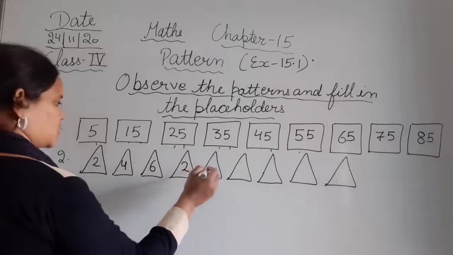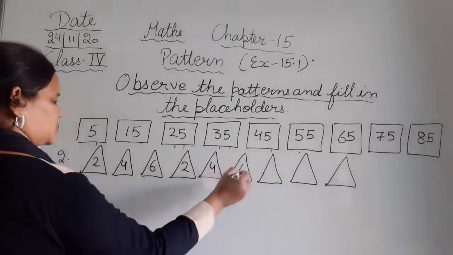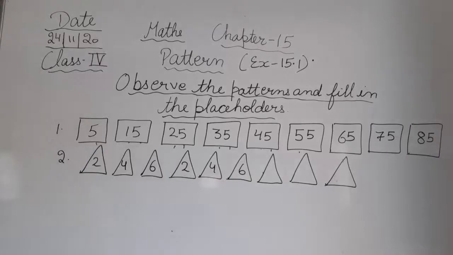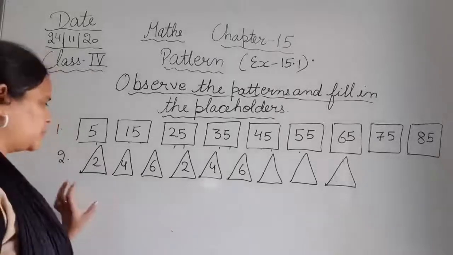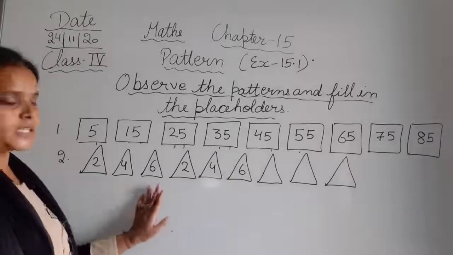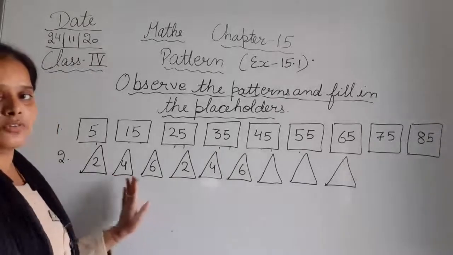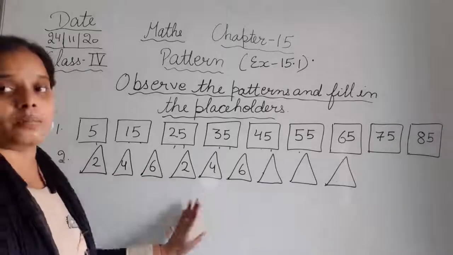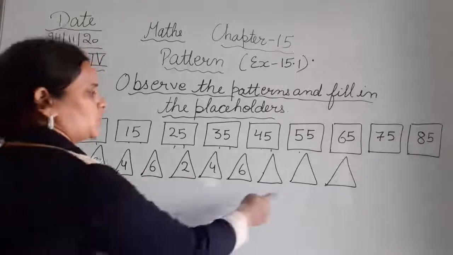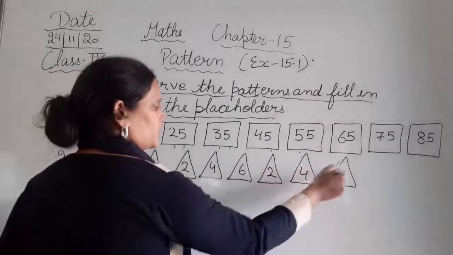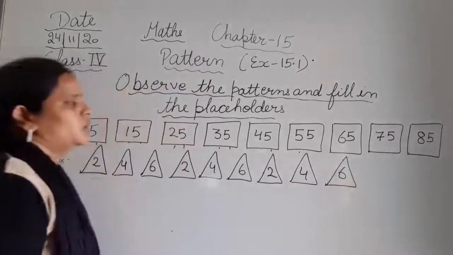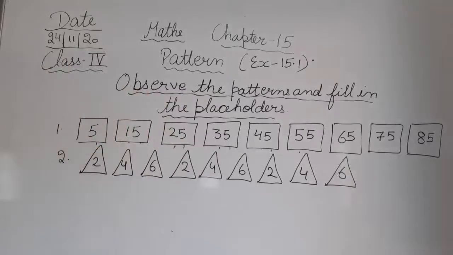2, 4, 6. So देखिए यहाँ पे क्या पैटर्न फॉलो हो रहा है. Here it is 2, then it's 4, then it's 6. Again it's 2, 4 and 6. So that means they are repeating after every 2, 4 and 6. 2 के बाद 4, फिर 6, then again 2, 4, 6. So they are repeating again and again. So that means what will come here? That will be 2, 4 and 6 only. Okay, so here we are following the pattern of repeating the numbers after 2. Clear?